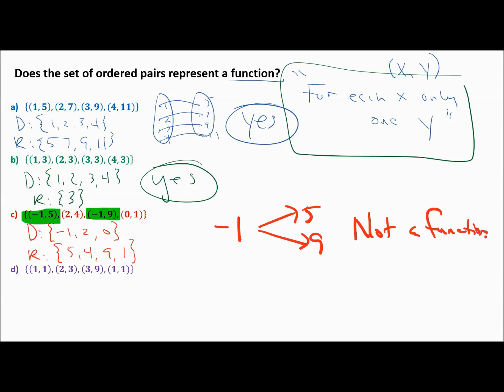Okay, so maybe if you're doing a quick check, when the y's repeat, like in the green example B, that's perfectly okay. When the x's repeat and it gives you two different y values, that is not okay.